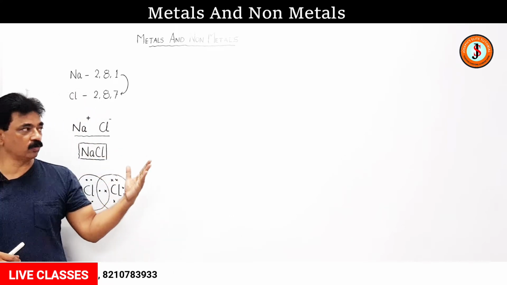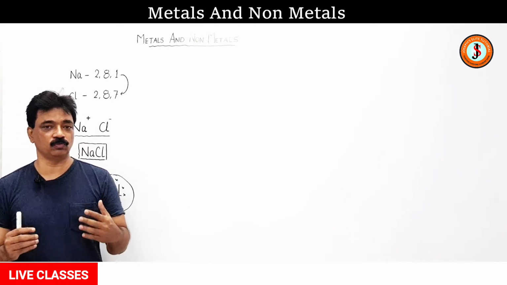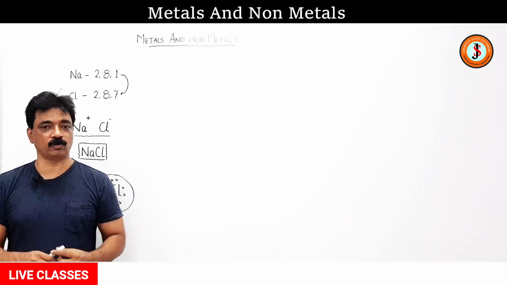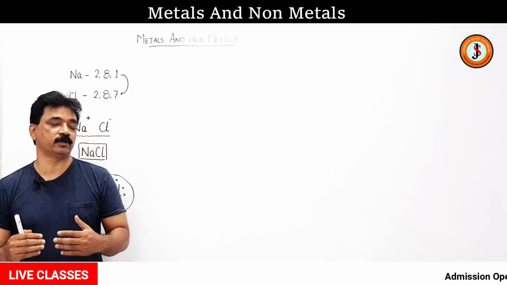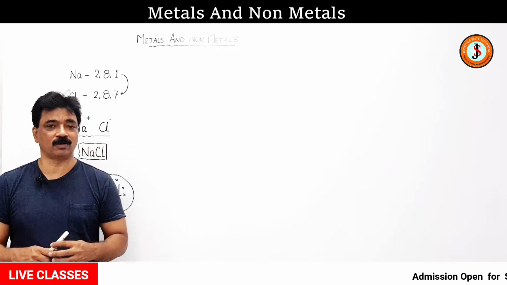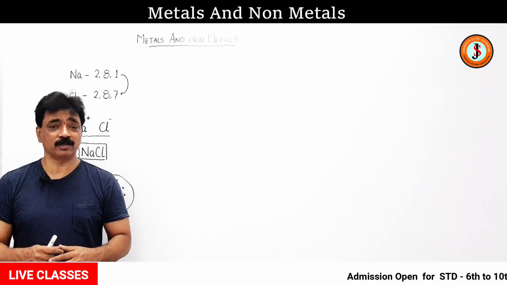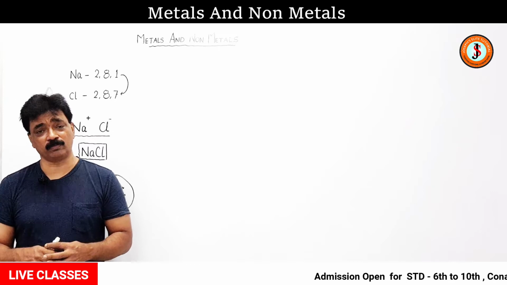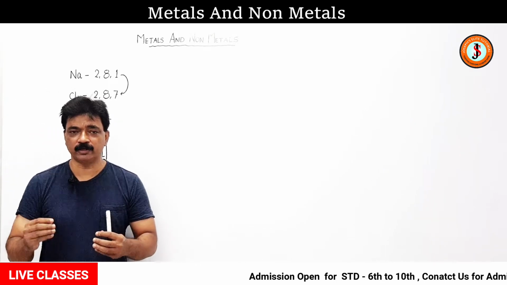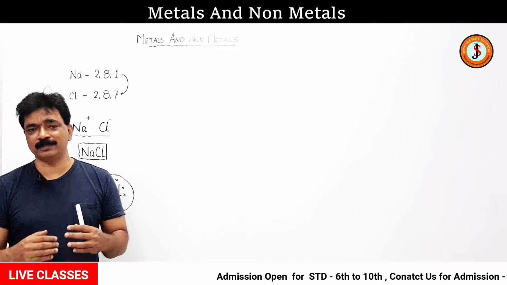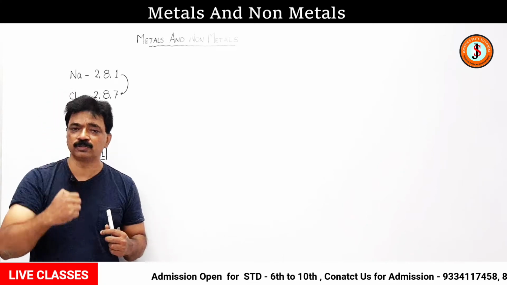If you have a look, what will happen? Sodium will contain 2,8,1, that means 1 electron in its outermost orbit. Magnesium will contain 2,8,2, 2 electrons in its outermost orbit. Aluminum will contain 2,8,3, 3 electrons in its outermost orbit. So when I am discussing aluminum, 2,8,3, to complete its octet, either it has to lose 3 electrons or it has to gain 5 electrons.